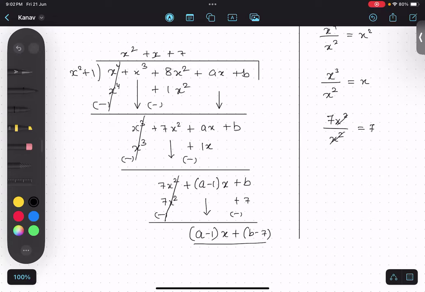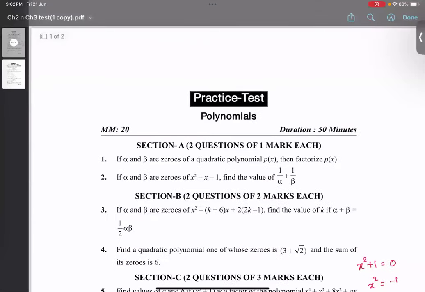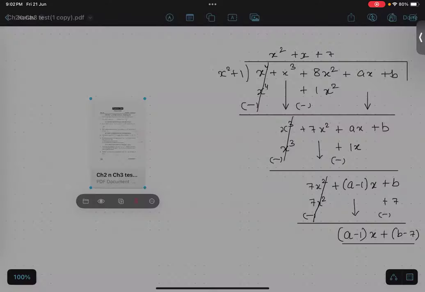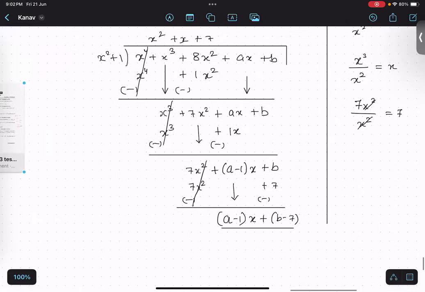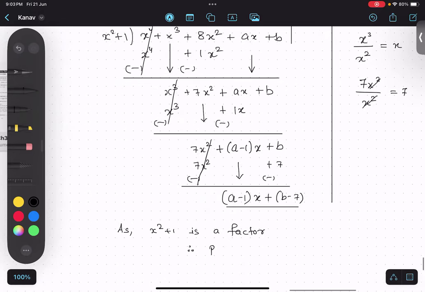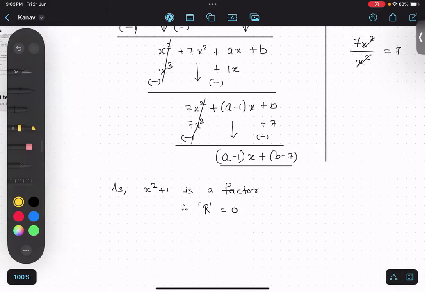Is that thing clear? Now the question was, if you remember the question, that this is a factor. Factor means, what does factor mean? That means the remainder will be 0. As x square plus 1 is a factor, therefore the remainder should be 0. Yes or no? Yes. So basically this is the remainder. Now, see an interesting way of writing. a minus 1 x plus, therefore, b minus 7 equals 0.